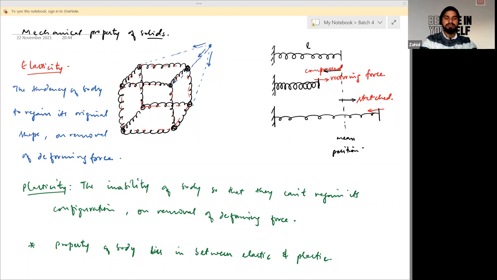So that's why we call the material plastic, right? Because it does not regain its original shape again when we crush it or something. Yes.